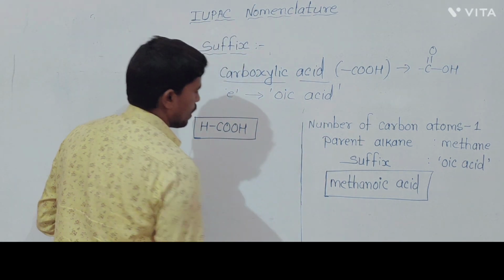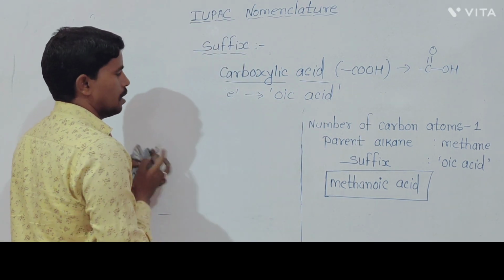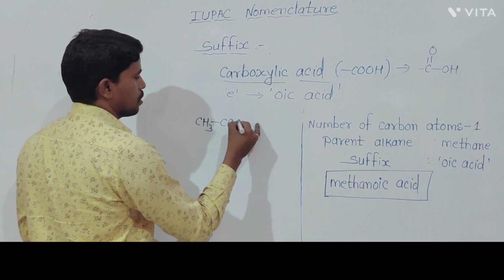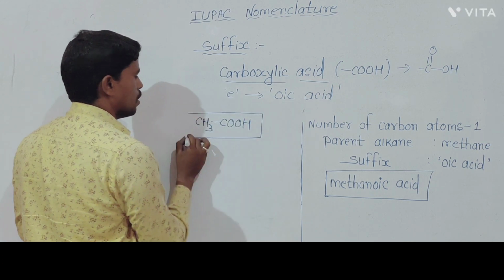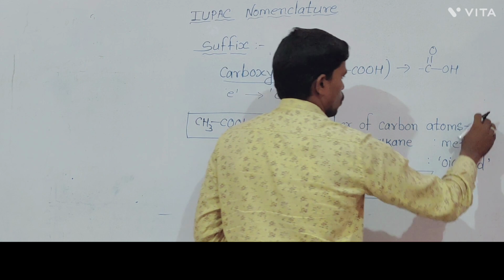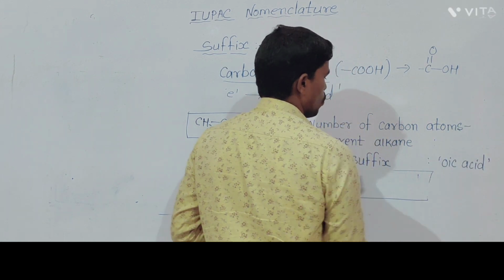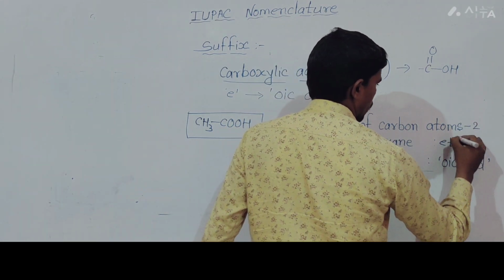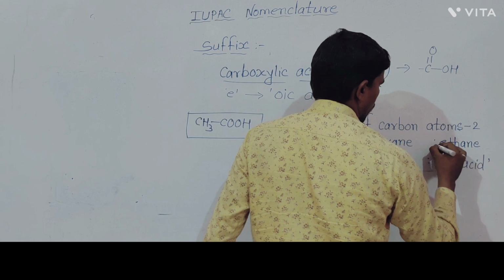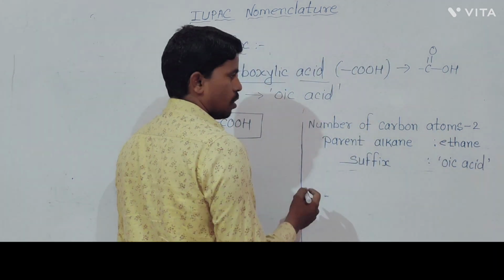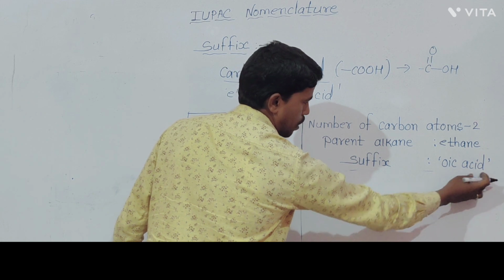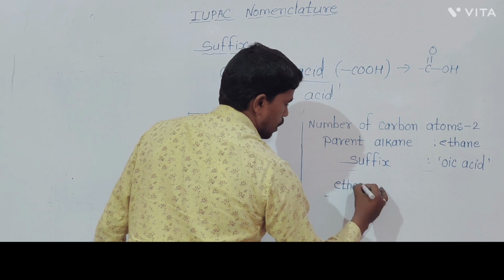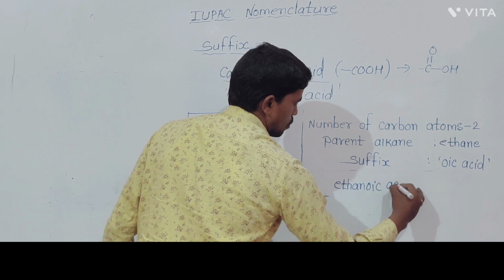We will see the second example of carboxylic acid, that is CH3COOH. The number of carbon atoms in the compound is 2, and the parent alkane of 2 carbon atoms is ethane. Ethane is the parent alkane, and therefore the last E of ethane is replaced by OIC acid. Therefore the name of the given compound becomes ethanoic acid.